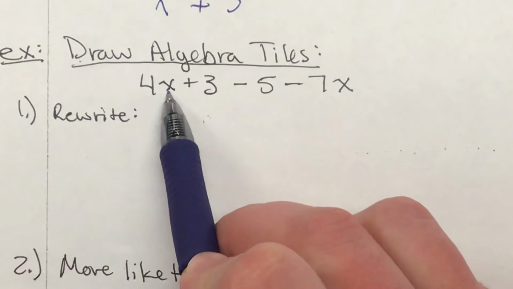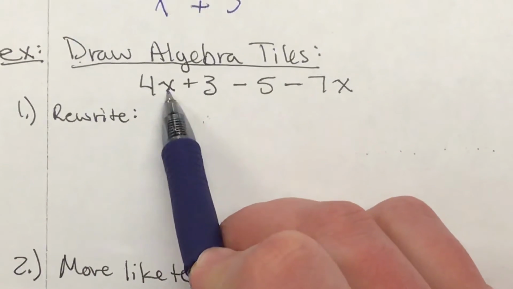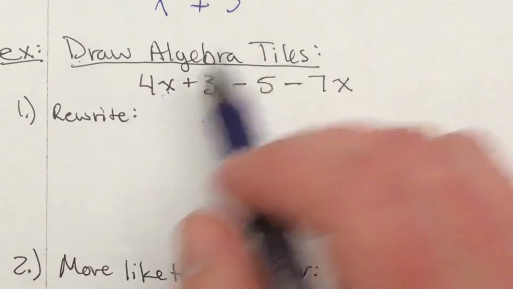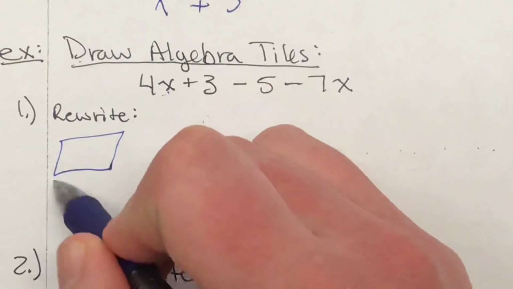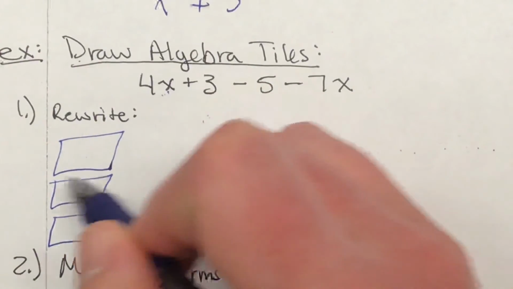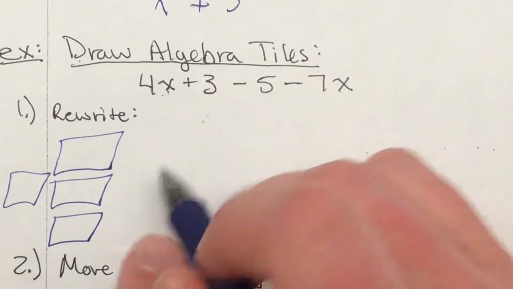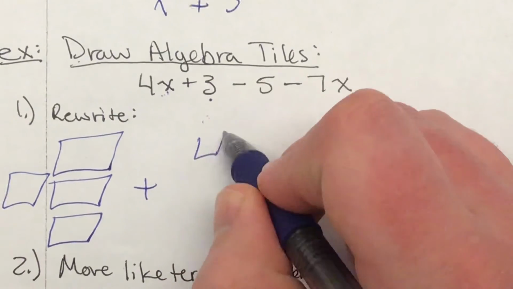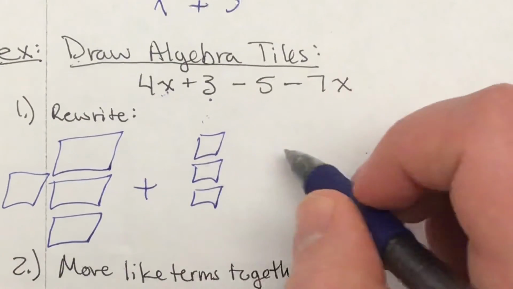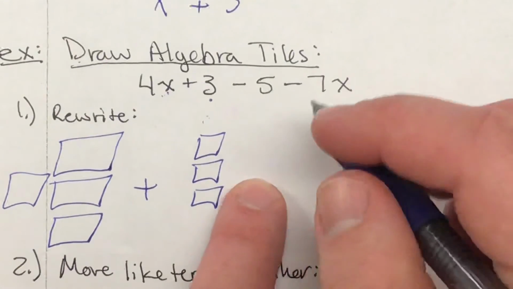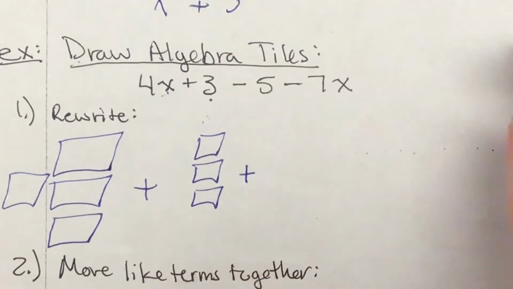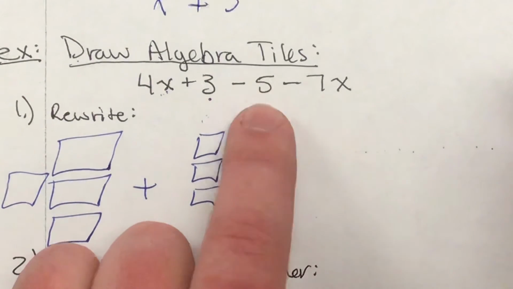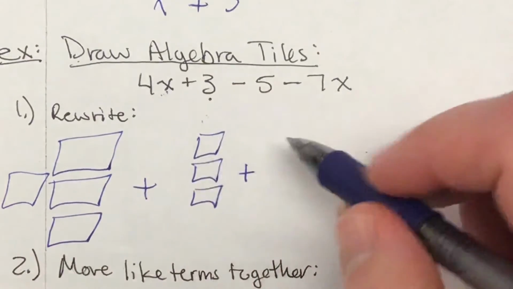All right. So the first thing we got to do is write all our tiles. So 4x. What kind of tiles? That'd be 4 rectangles. What kind of rectangles? Open. So write our 4 open rectangles. Plus 3, what kind of squares? 3 open squares. Minus 5, now what kind of squares, Landon? Shaded.